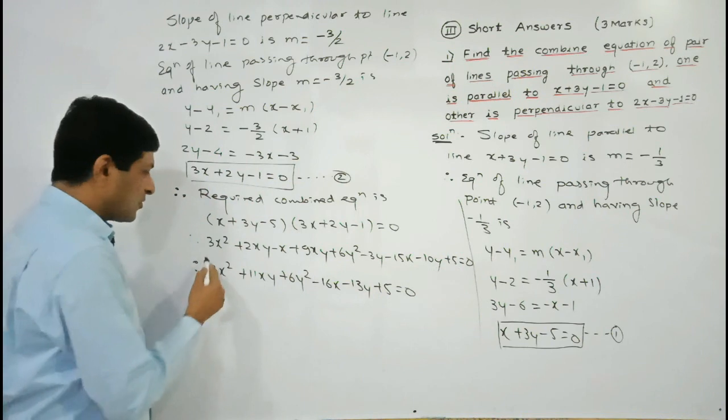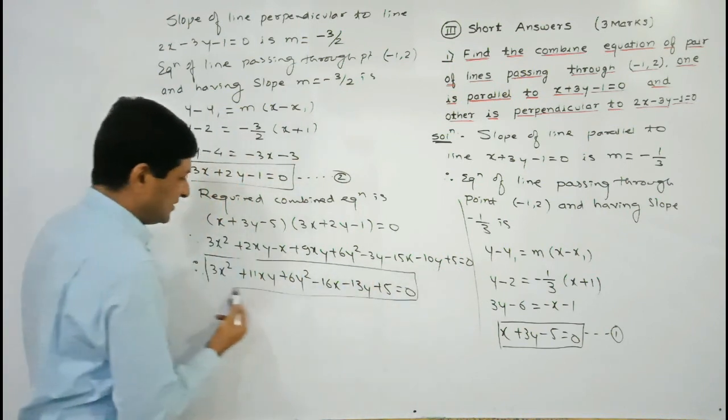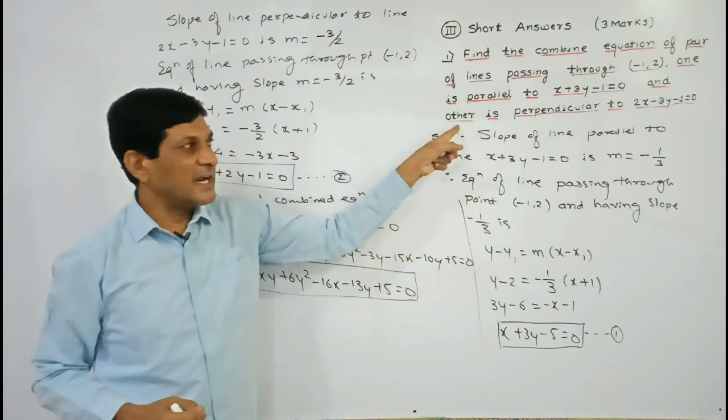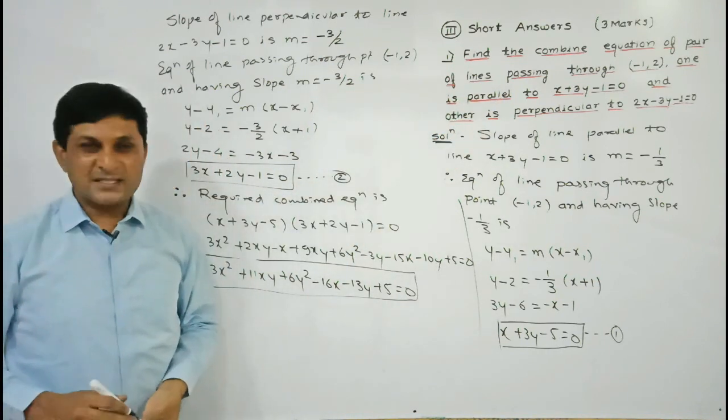In this way we have got the combined equation of lines passing through the point minus 1 comma 2, where one line is parallel to the first line and another line is perpendicular to the second line.